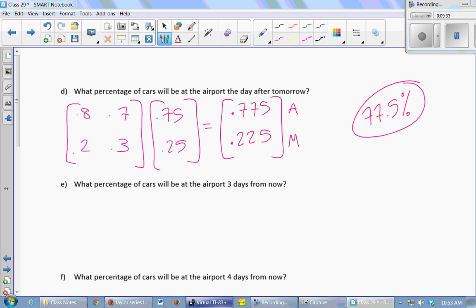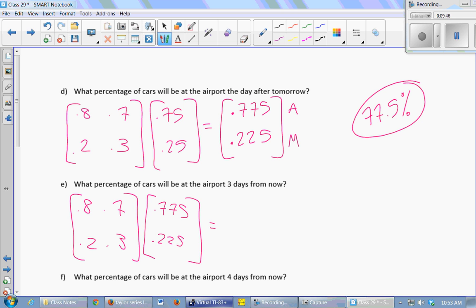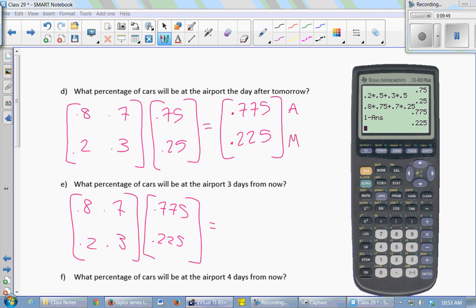Okay, so 3 days from now, we just do this again, right? We do 0.8, 0.7, 0.2, 0.3 times the previous state vector. See what we get. I get 0.7775. So this should be 0.2225.